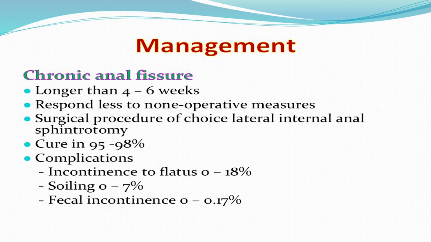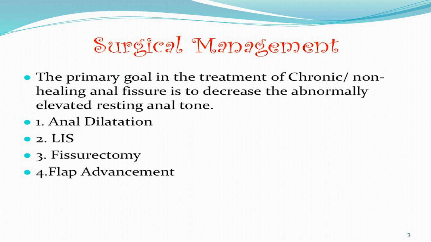Surgical management of fissure. The indications I have already enumerated. The primary goal of the surgical treatment in chronic non-healing fissure is to decrease the resting anal tone of the internal sphincter, because it is involuntary, that is causing the increase in the tone. Normal tone is 40 to 50 millimeters of mercury, and with a squeeze pressure it goes up to 90. Any resting anal tone more than 100 is an indication for surgical intervention.